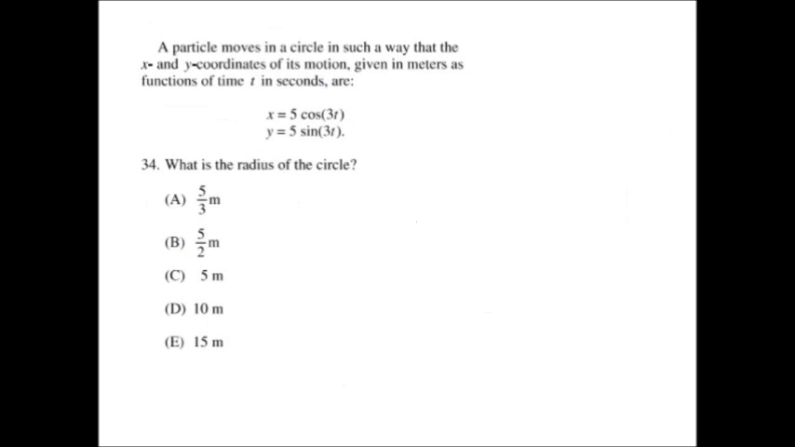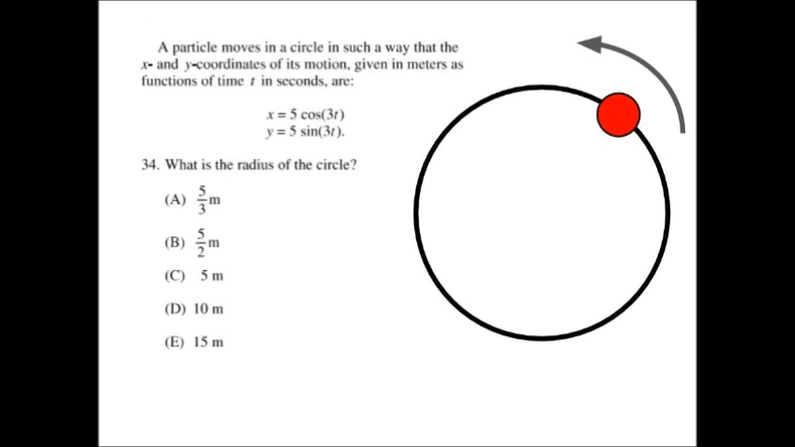A particle moves in a circle. This is a two-part question. A particle moves in a circle in such a way that the x and y coordinates of its motion given in meters as a function of time t in seconds are x equals 5 cosine 3t, y equals 5 sine 3t. What is the radius of the circle? Sketch a quick circle there.